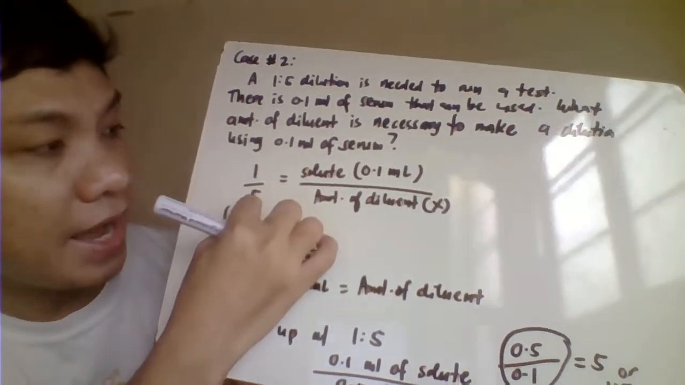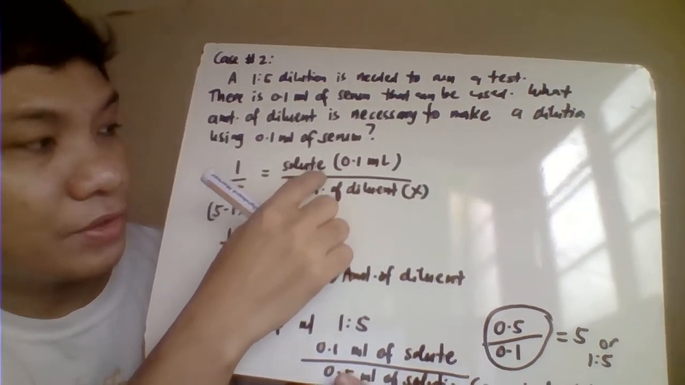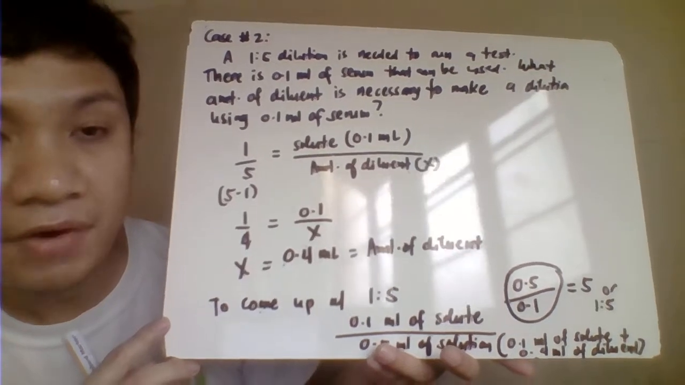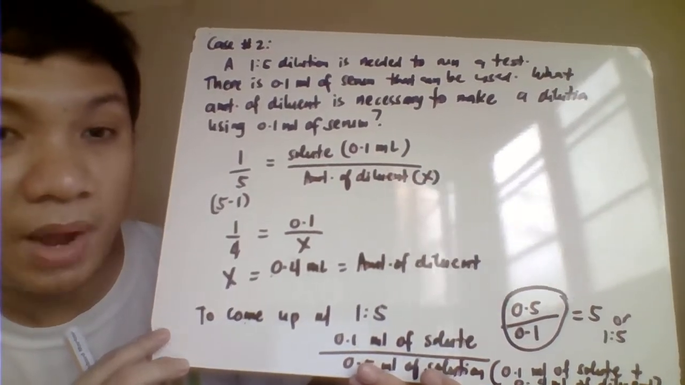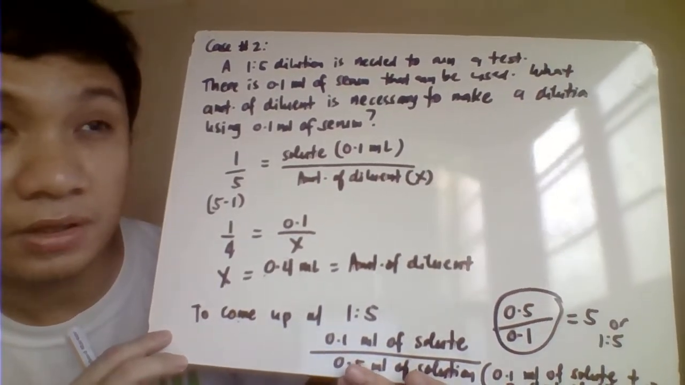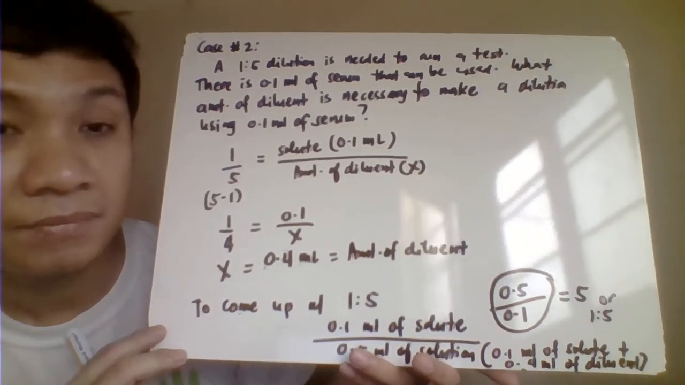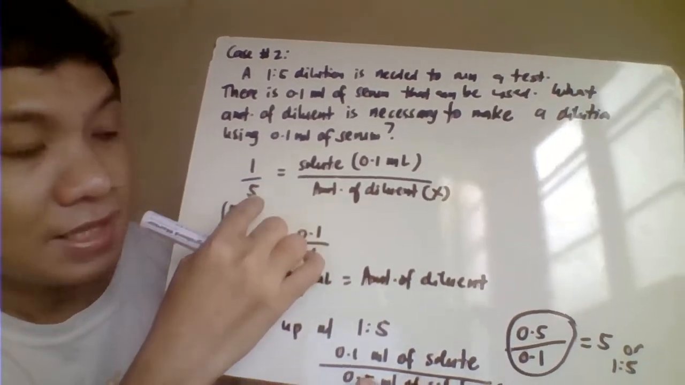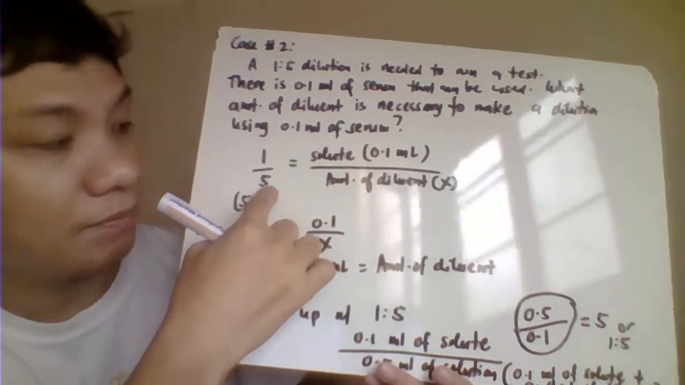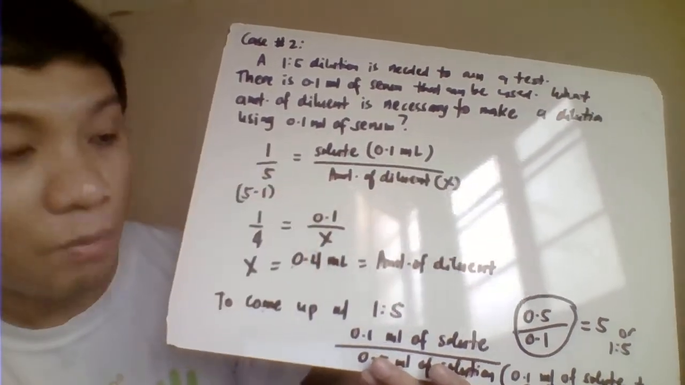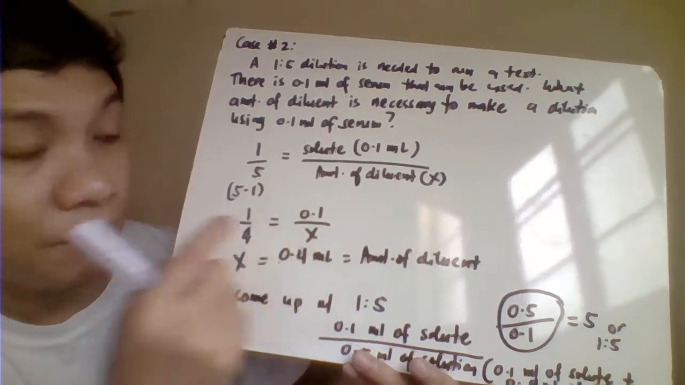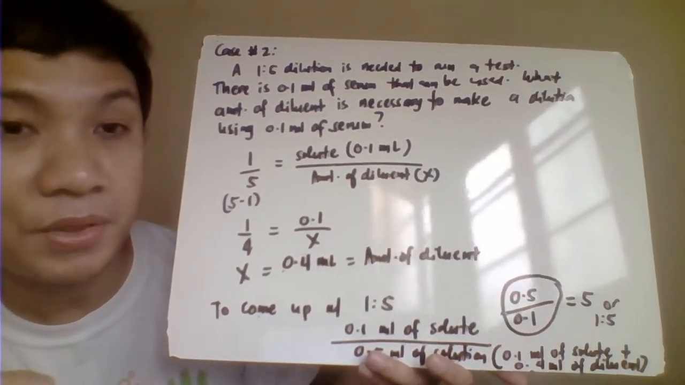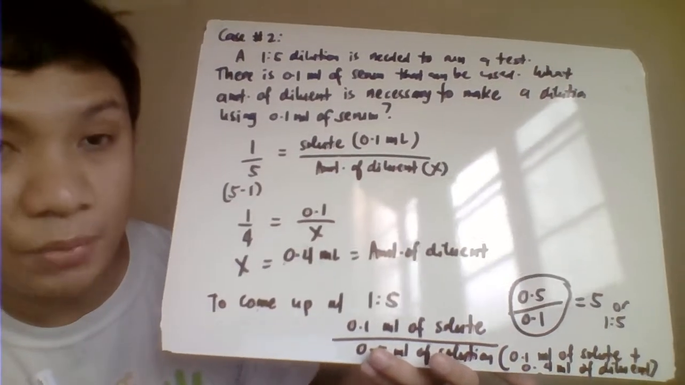So again, 1:5. The solute here is 0.1 ml and the amount of diluent is x. To compute the diluent, again, diluent is the total volume of our solution minus the volume of our solute. Since 5 is our total volume of solution, we subtract 1, and that gives you 4, right? Because again, you are computing the amount of your diluent.